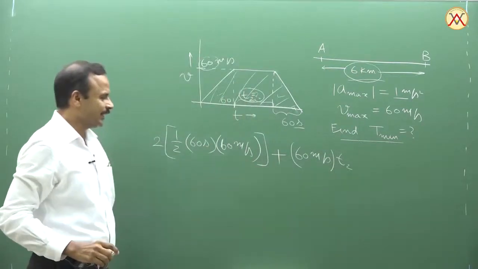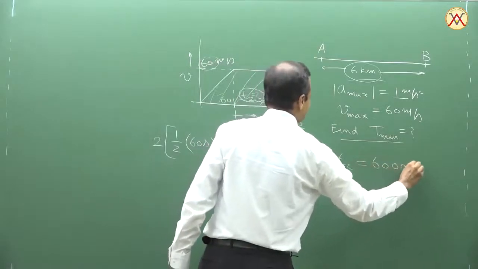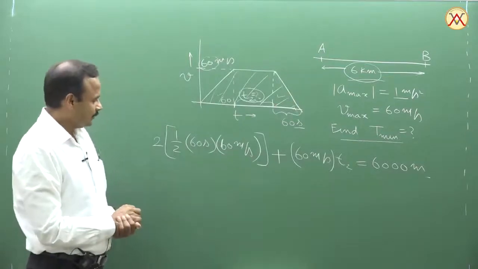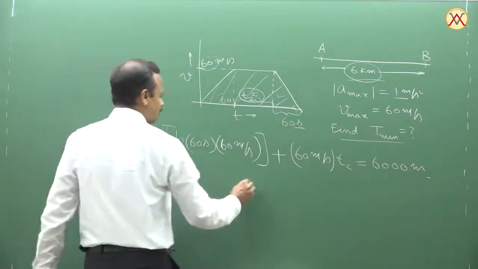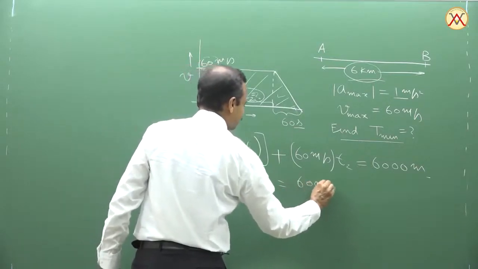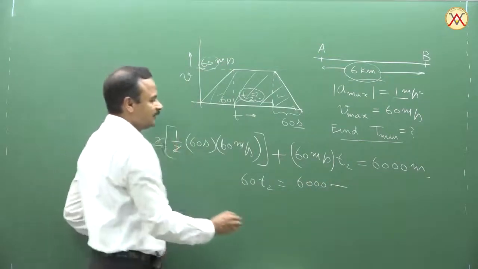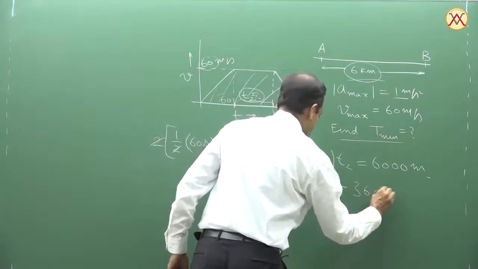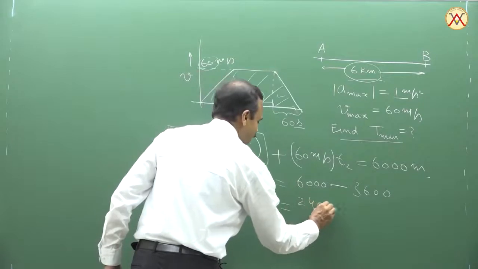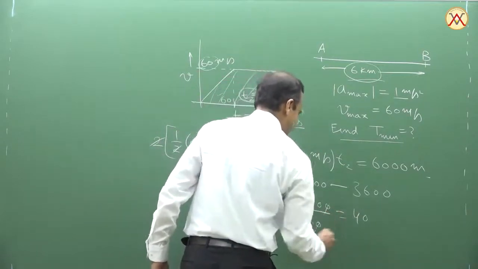This total area according to the question has to be equal to 6,000 meters. Alright. Now we can easily calculate the value of t2. 60 t2 is equal to 6,000 minus 3,600. So t2 is 2,400 by 60, which gives you 40 seconds.